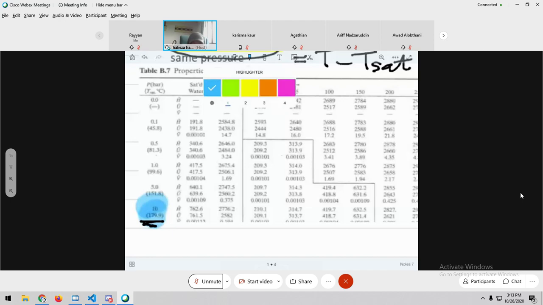So let's go back. I don't want the highlighter, I want the pen. How am I going to get my pen back? I'm having difficulty here. Sorry guys, I'm not used to this app because before this I was using a different app. So right now I'm having difficulty. Okay, now I know why.